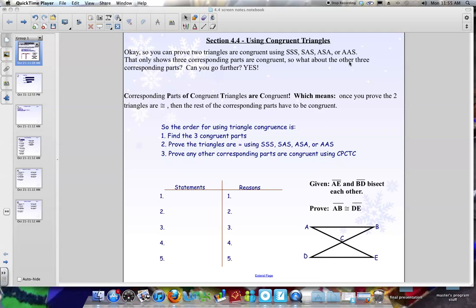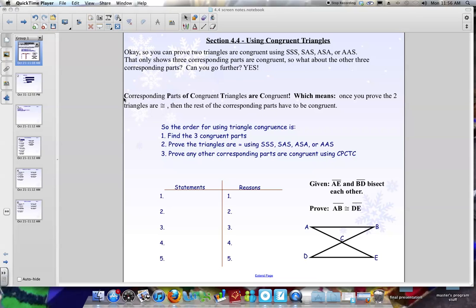But what about the other 3 corresponding parts in the triangles? The 3 parts that you didn't use in order to prove that the triangles are congruent. Do you know anything about those? And the answer to that question is yes. Once you use side, side, side, side, angle, side, angle, side, angle, or angle, angle, side to prove that 2 triangles are congruent, then the other 3 corresponding parts that you didn't use are also congruent.